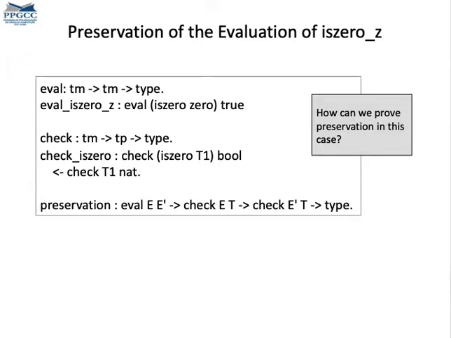Would you like to write the proof for eval iszero z? In this case, we know that iszero 0 goes to true, and we know that iszero 0 has type bool, and that 0 has type nat. How do we plug these facts into the theorem to conclude the proof?